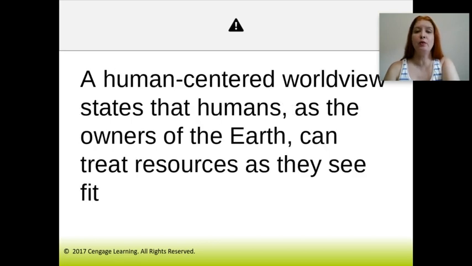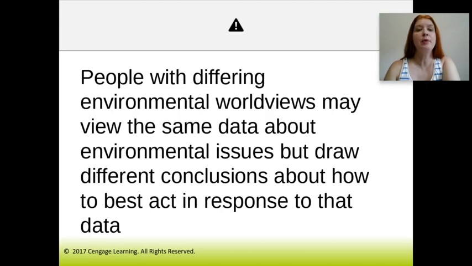A human-centered worldview states that humans, as the owners of the earth, can treat resources as they see fit. This is true. This is not maybe the best way to view things, but this is how way too many people have been viewing things for way too long. People with differing environmental worldviews may view the same data about environmental issues, but draw different conclusions about how to best act in response to that data. That is very true. So we'll talk about that as well.